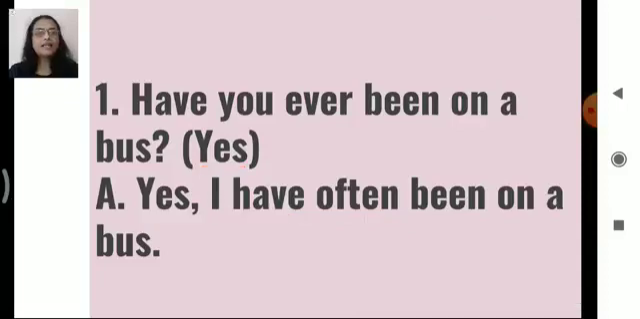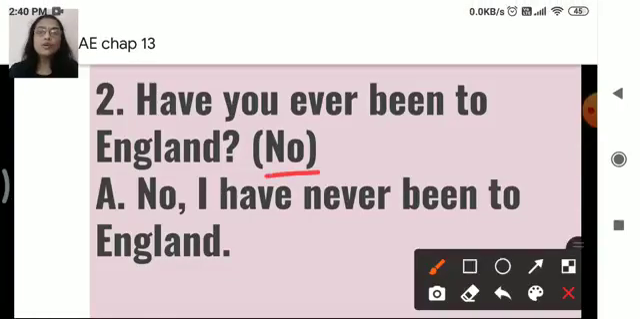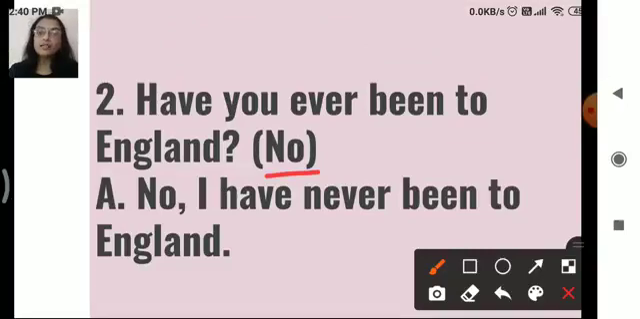Okay. Now let's see the next one. Have you ever been to England? No. Now here you can see they have given us no. So we will be using that no in our answer. So our answer will be, "No, I have never been to England." So whatever instruction is given in bracket, that we are going to follow while writing the answer. Okay? Fine.